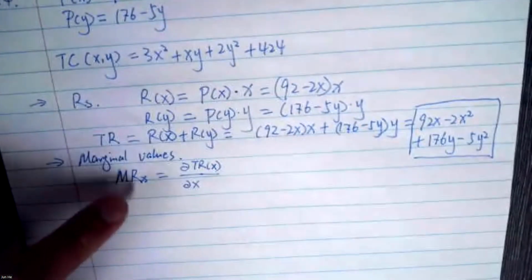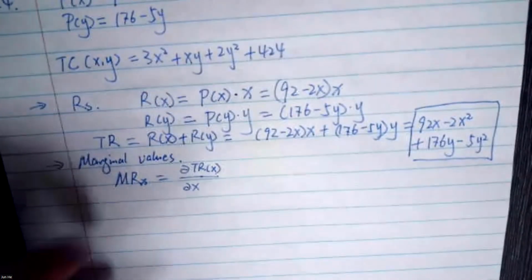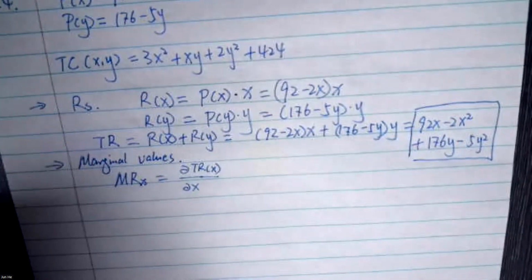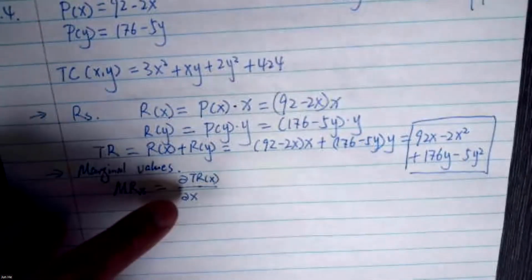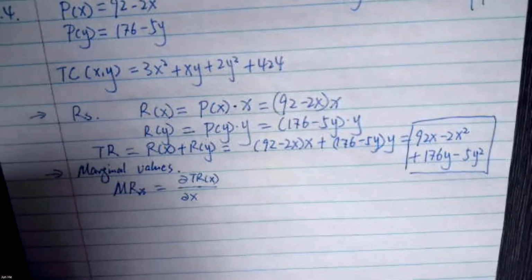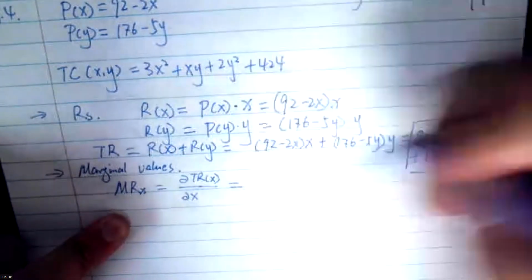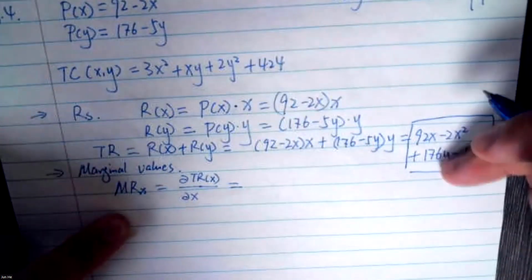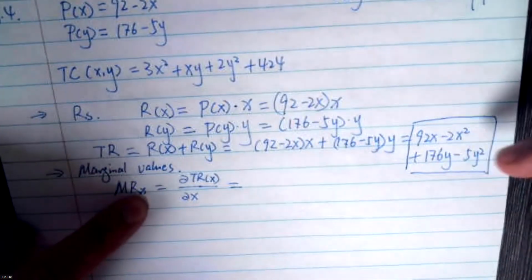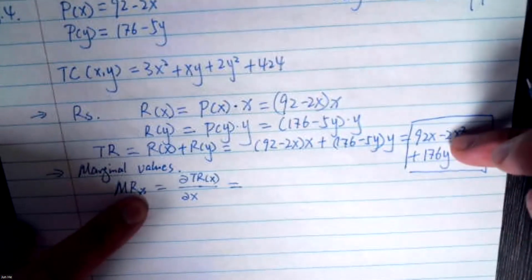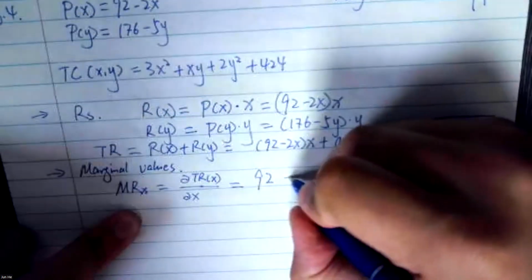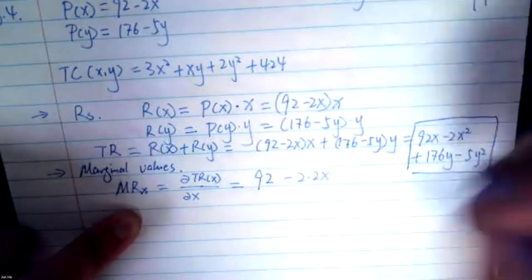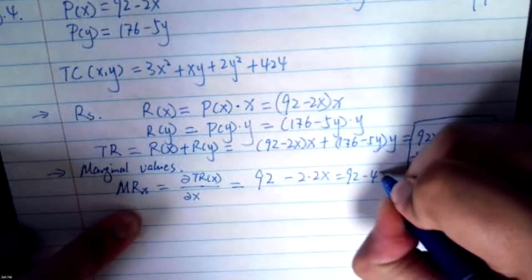And here you want to find the marginal revenue, which means producing one additional unit of X, good one, how much your total revenue would change. So here, take the partial derivative with respect to X, meaning you only view X as the variable. So the result is 92 minus 2 times 2x, which is 92 minus 4x.